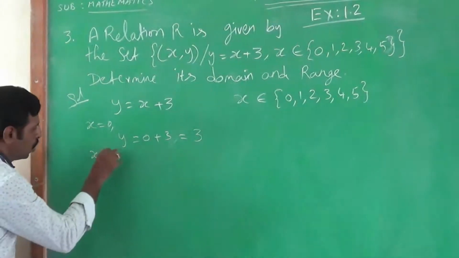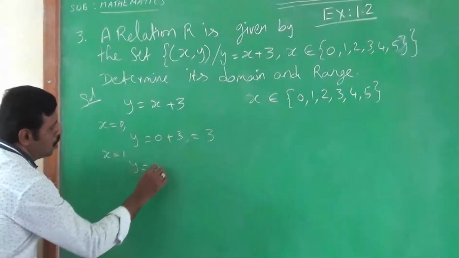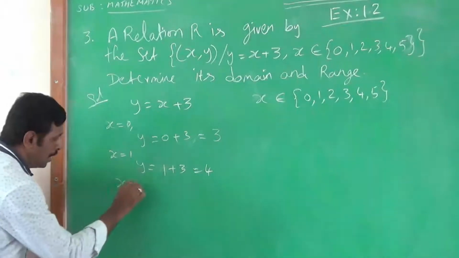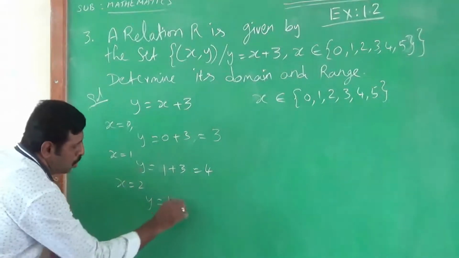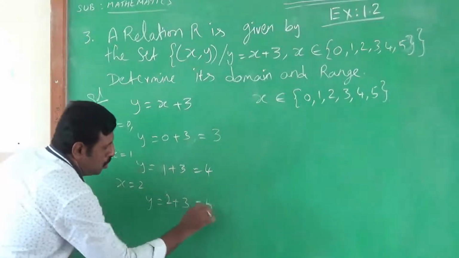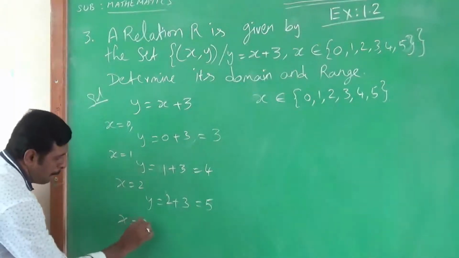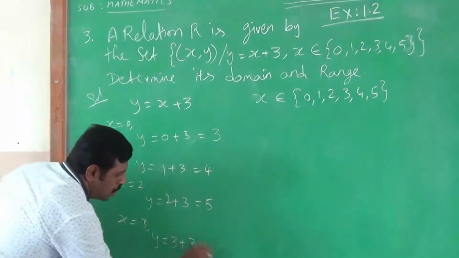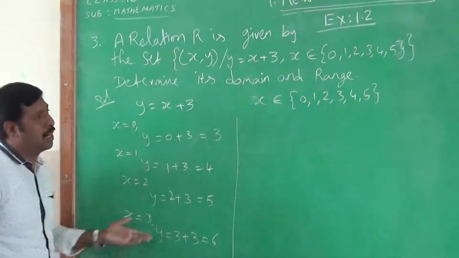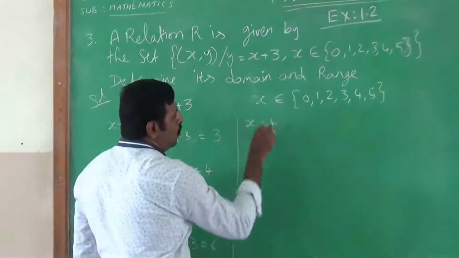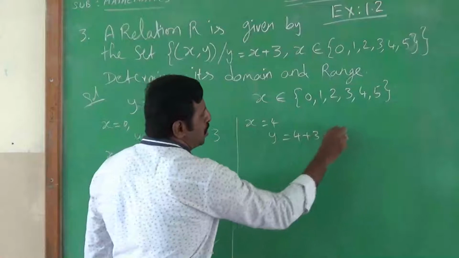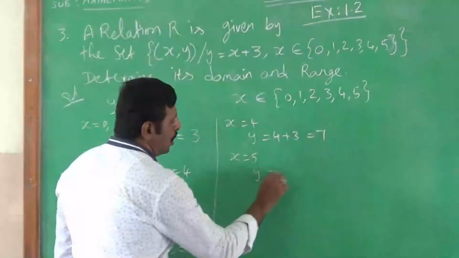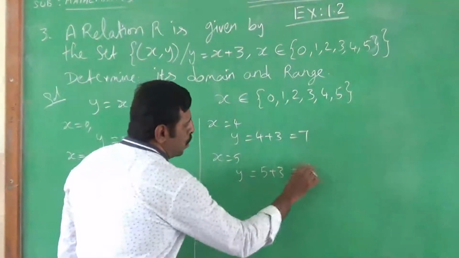And then if x is equal to 1, y is equal to 1 plus 3 is equal to 4. Then x is equal to 2, y is equal to 2 plus 3 is equal to 5. x equal to 3, then y is equal to 3 plus 3 is equal to 6. And then x is equal to 4, y is equal to 4 plus 3 is equal to 7. And then x is equal to 5, then y is equal to 5 plus 3 is equal to 8.